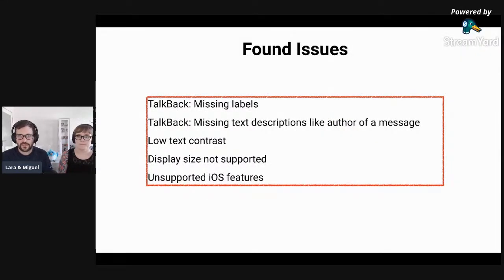So we have found different issues here. When using TalkBack, there are missing labels everywhere. Also, text descriptions like the author of the message are missing. The text input for the message also has low contrast. We also found that the display size for Android is not supported, and there's also a bunch of iOS accessibility features that we found were not supported. And we will see later what we can do here.